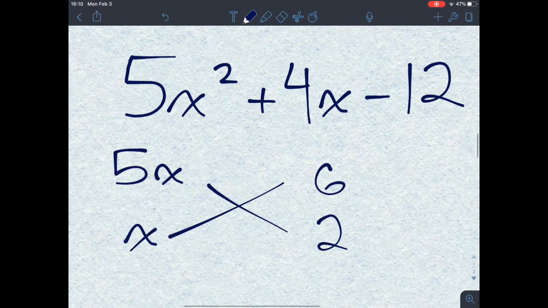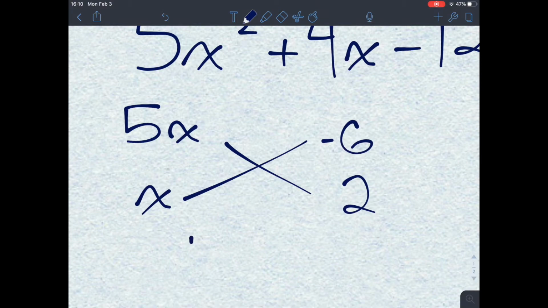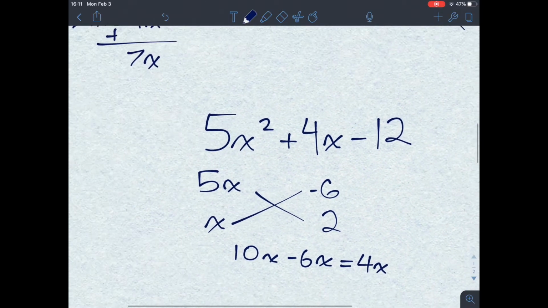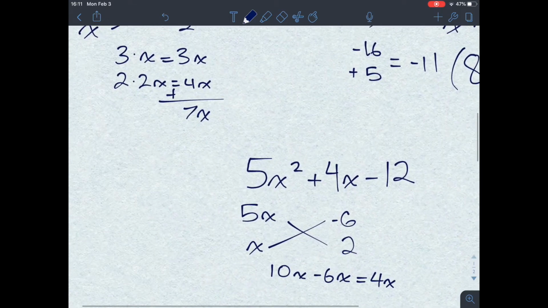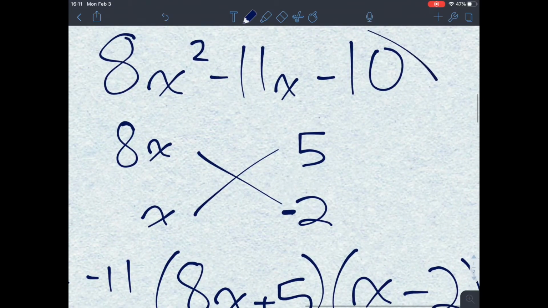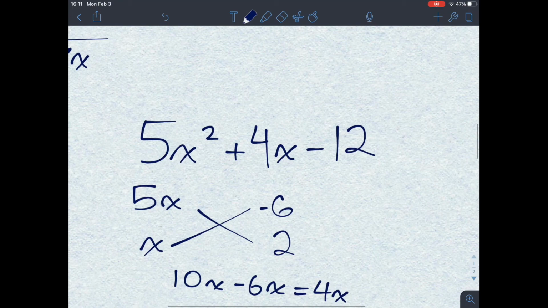Oh my goodness, my guess was correct. Because you see here, 5x times 2 is 10x. And negative 6 times x is negative 6x. And when you add that, you get 4x. So when you're doing these problems, you're not always going to get lucky like I got just now. Like when you were seeing me do the previous problem, I took a couple tries to get it right. But this one, I got it right the first time. So it really just depends on your luck.